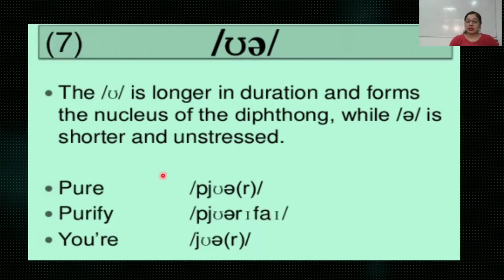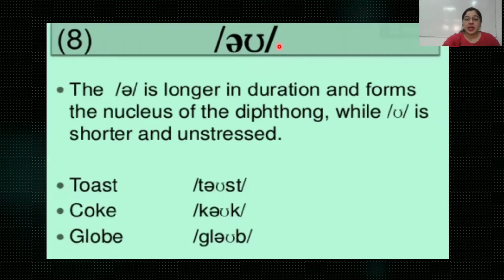Now this is ua, as in pure, purify, you are. So the ua sound has this symbol. And the last one is the O sound, as in toast, coke, glow, home. So all these have this symbol. So these 8 are discussed, and I hope it is clear how the tongue movement changes, how the lips change, and how the mouth moves in pronouncing these glides, because you glide from one vowel sound to another.